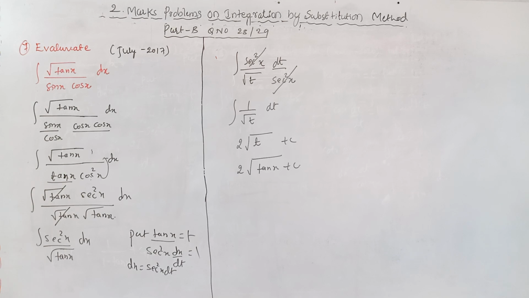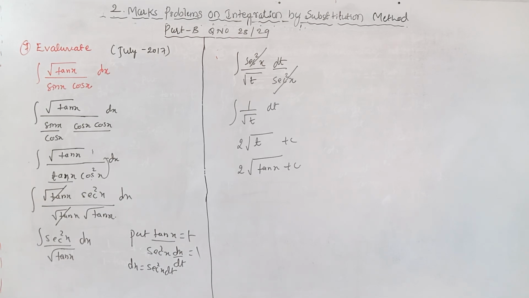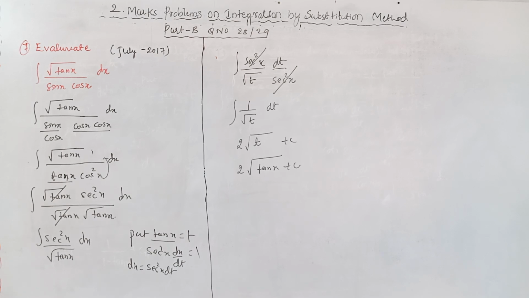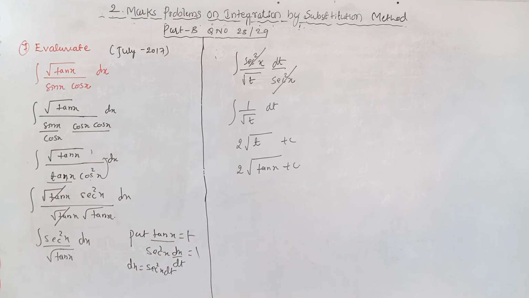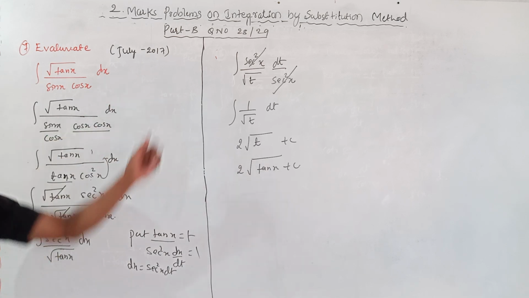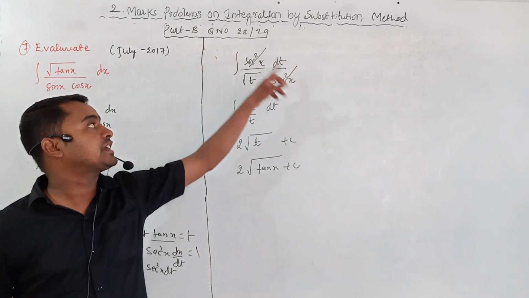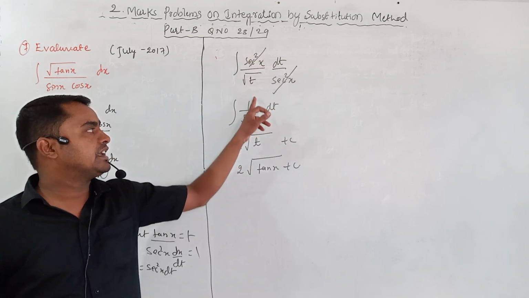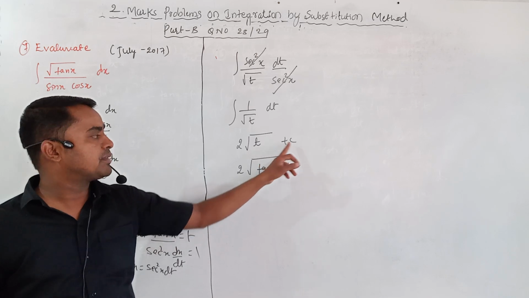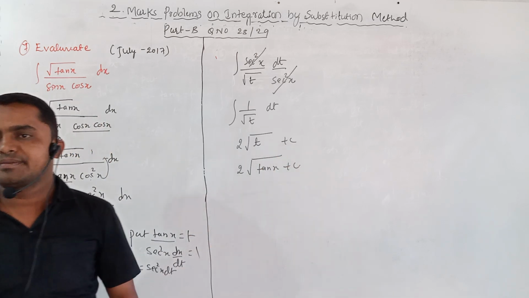Put tan x is equal to t. Derivative of tan x is sec square x. Derivative of x with respect to t is dx by dt. Then solve for dx: dx is equal to sec square x dt. Then come to the given integral. Integration of sec square x as it is. Root tan x means root t. dx means dt by sec square x. Sec square x cancels. 1 by root t dt. Integration of 1 by root t is 2 root t plus c. What is the value of t? Tan x.